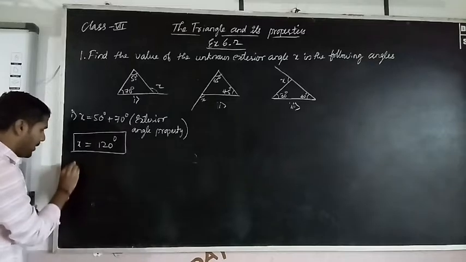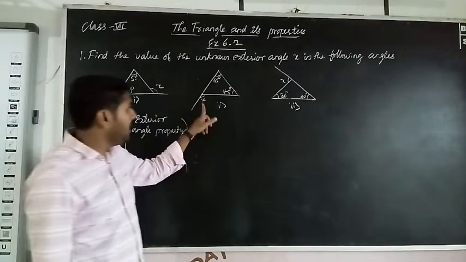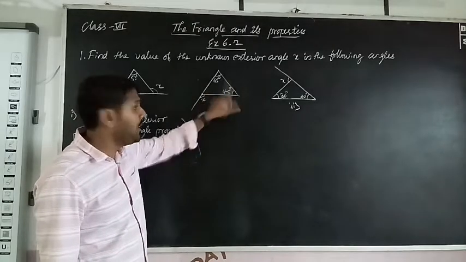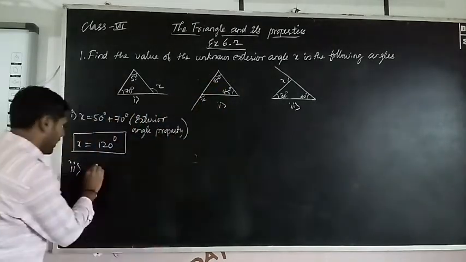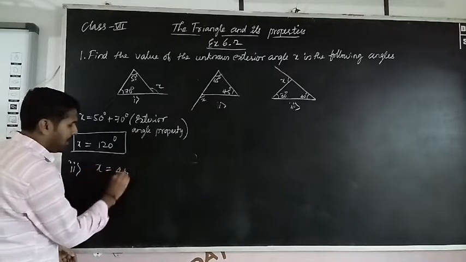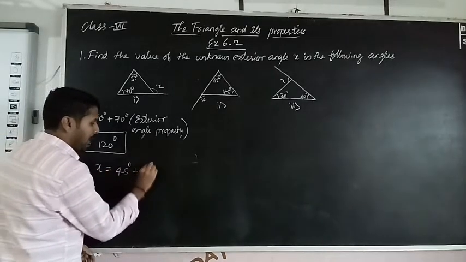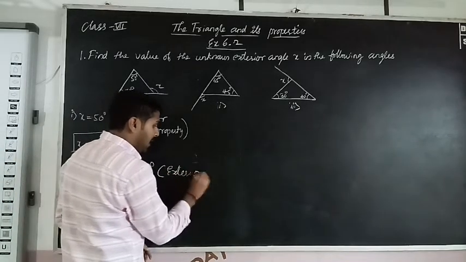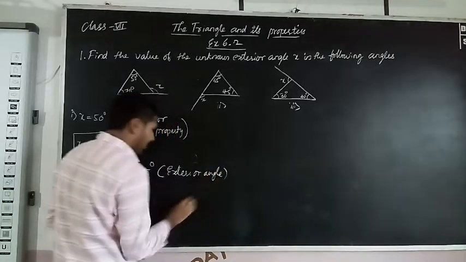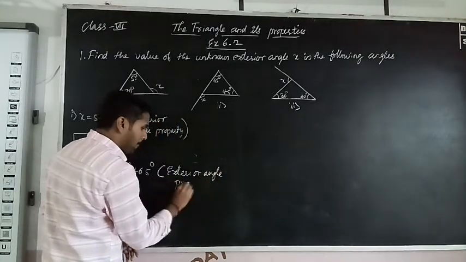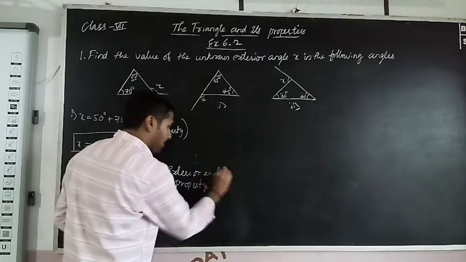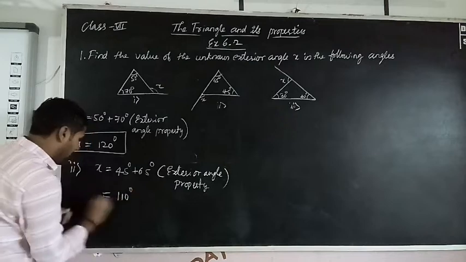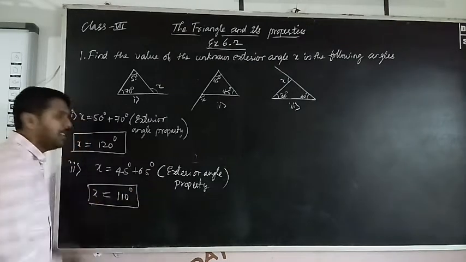So next, the second one. Here x is the exterior angle. X equals the sum of the interior opposite angles. So just add. X equals 45 degrees plus 65 degrees. Why? Write the reason: exterior angle property. So add 45 and 65, 110 degrees. So the x value is 110 degrees.